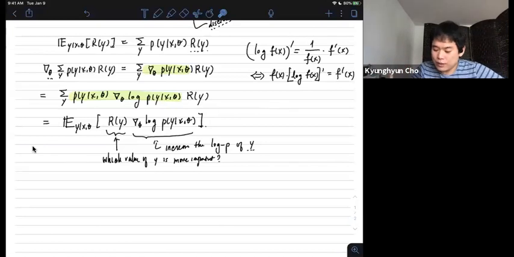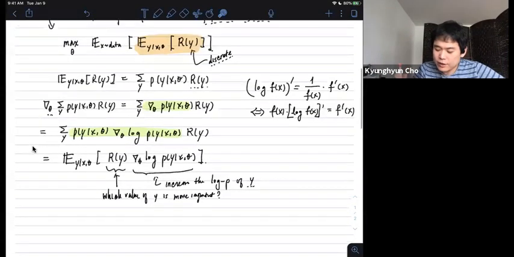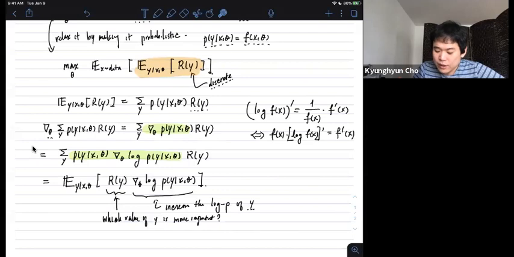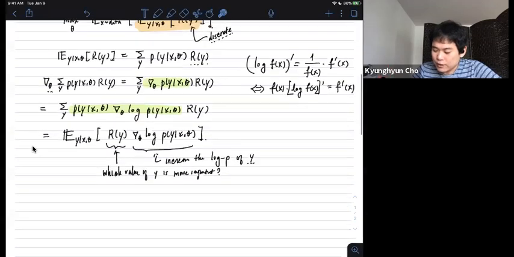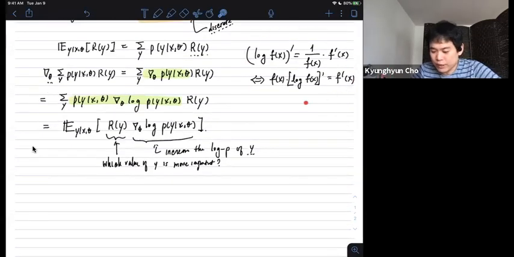So it turned out that we can compute the gradient of this expected reward, where the reward was not differentiable, with respect to the parameters theta in this relaxed formulation by using the so-called log derivative trick. So I'm going to write the name here. This is called the log derivative trick.